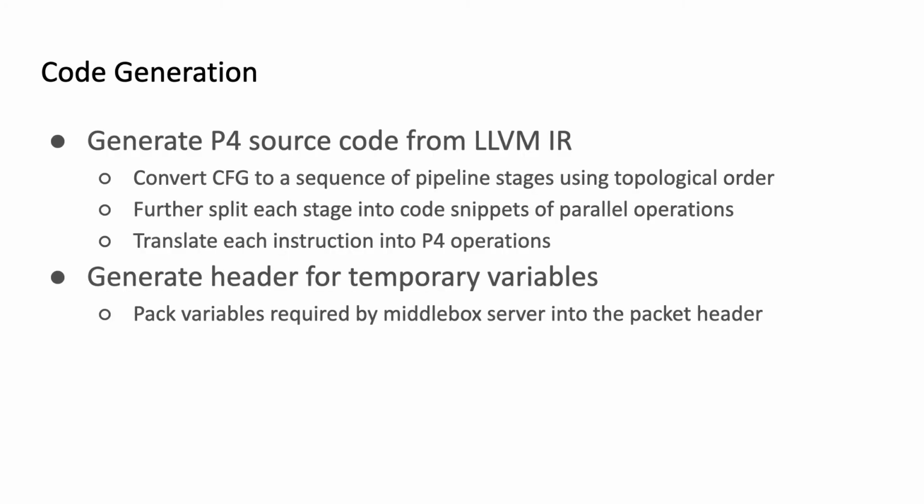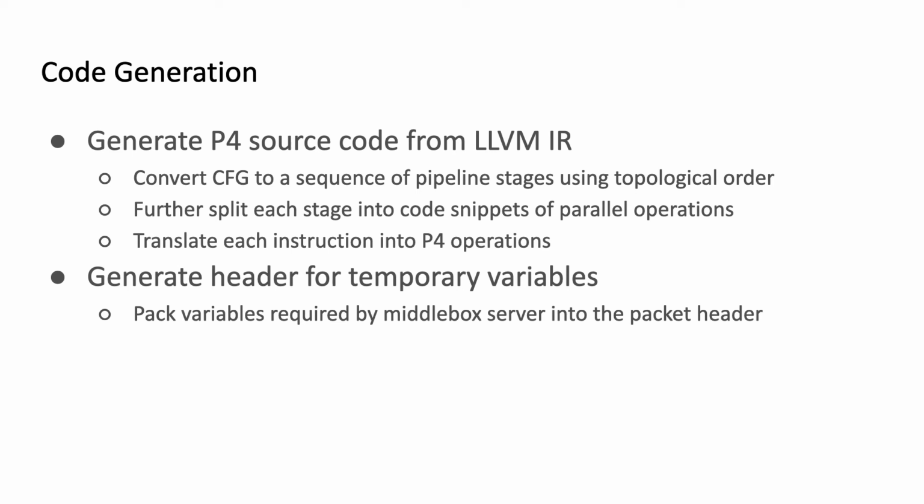Now, the final step is to perform a code generation. Gallium will need to generate P4 source code that can be deployed on the programmable switch from the LVM IR, which is the IR we choose to use during the dependency analysis and partitioning process. In order to do so, Gallium will first need to convert the control flow graph of the LVM IR into a sequence of pipeline stages using its topological order.